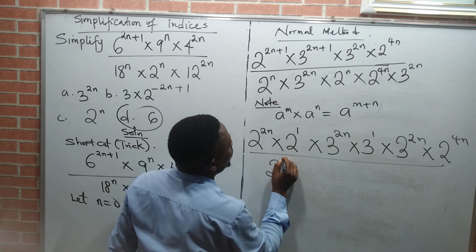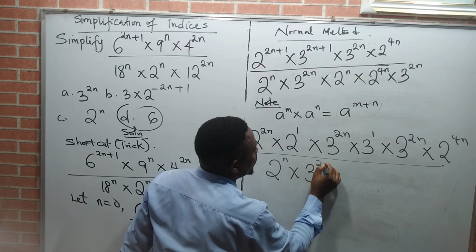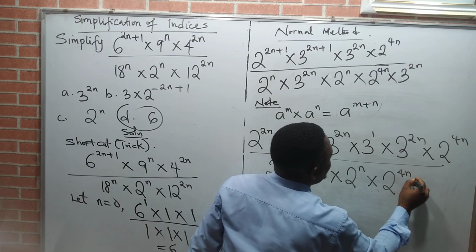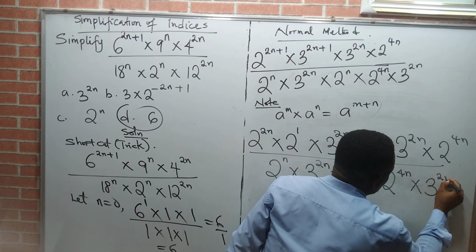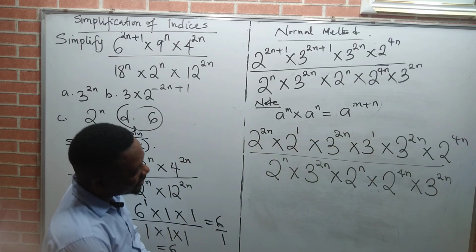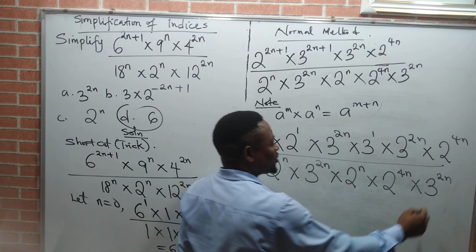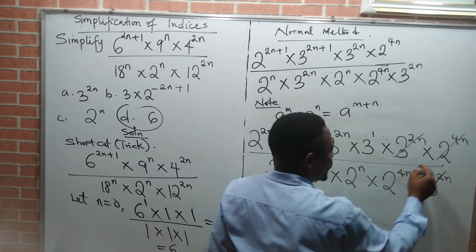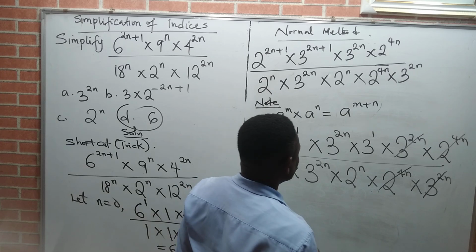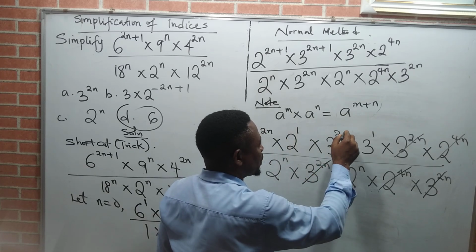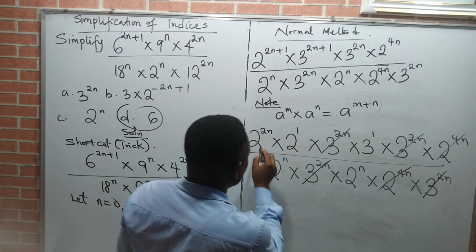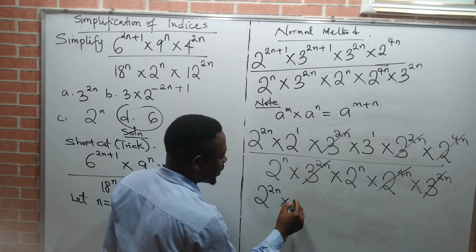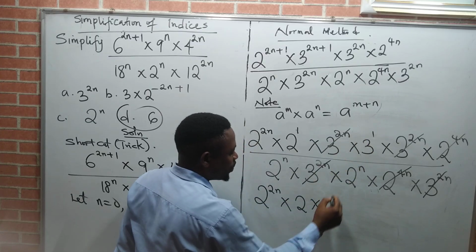Then this is 2 to the power of n, times 3 to the power of 2n. Are you there? Times 2 to the power of n. Then times 2 to the power of 4n. Finally times 3 to the power of 2n. So we have finished the expansion. So what next is to cancel out? Watch this. Now 3 to the power of 2n, we cancel 3 to the power of 2n. 2 to the power of 4n, we cancel 2 to the power of 4n. Are you with me? Then 3 to the power of 2n, we cancel 3 to the power of 2n. Are you with me? So what is remaining now, I want you to observe, is 2 to the power of 2n. Then times 2 raised to the power of 1 is 2. Are you there? Times 3 raised to the power of 1 is 3.